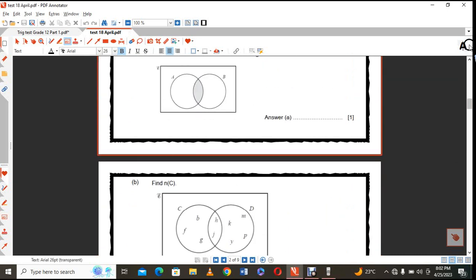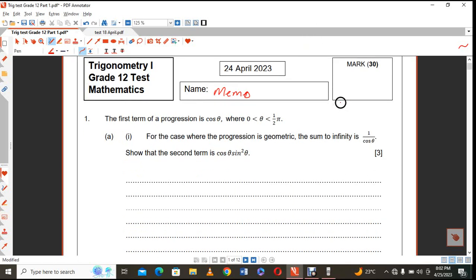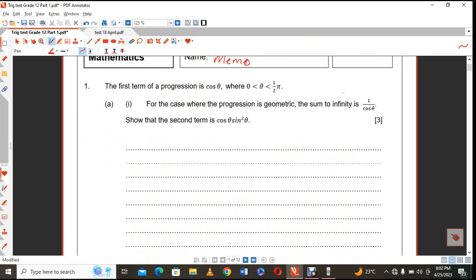Okay, all right, so let's get down to the trigonometry one that I gave to the students today. So the first question says the first term of a progression is cos theta, where theta is an angle between 0 and a half pi radians. So basically it's 0 degrees and 90 degrees. So hopefully by now you should be familiar with conversion of radians and degrees.